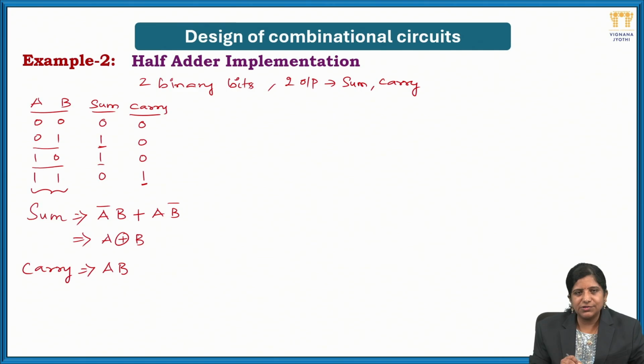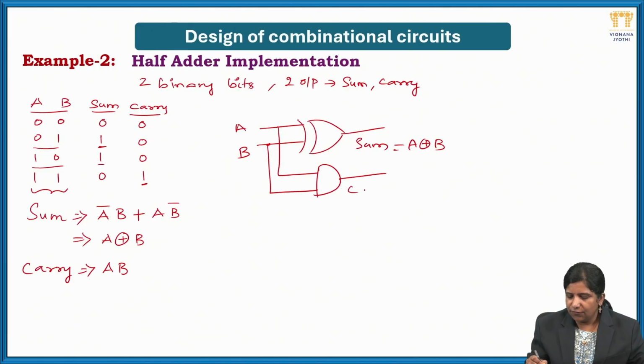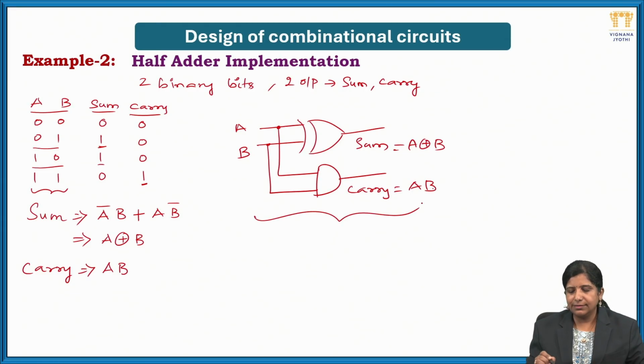Once we got the expressions, the final step is you have to draw the logical diagram. So for the logical diagram, which gates are required here? You need one exclusive OR gate for the sum, where the inputs are A, B, and the output is A exclusive OR B, and you need one AND gate for the carry. This is A into B.